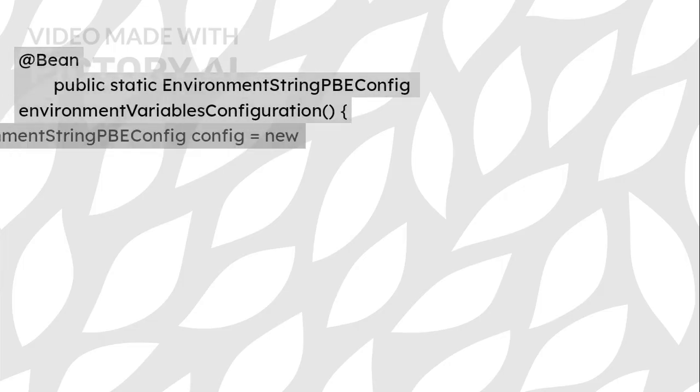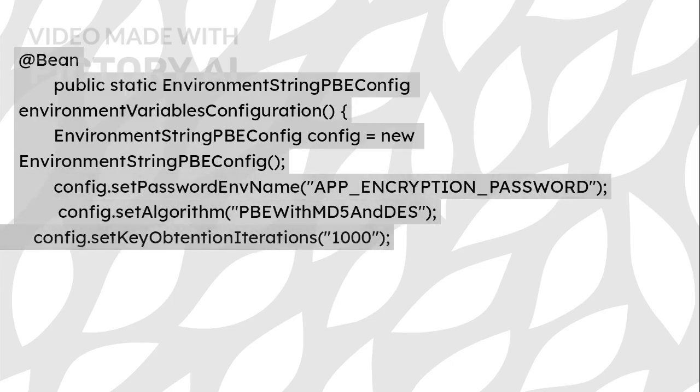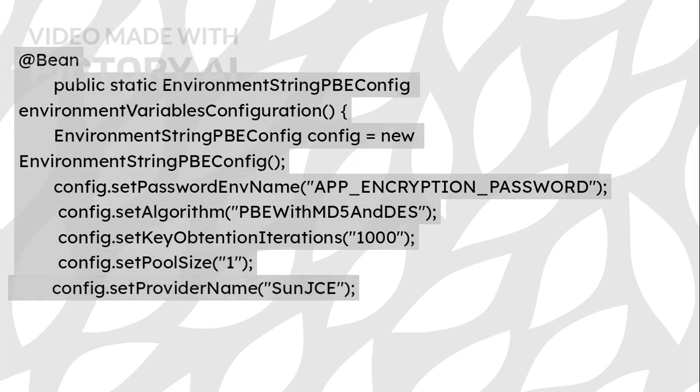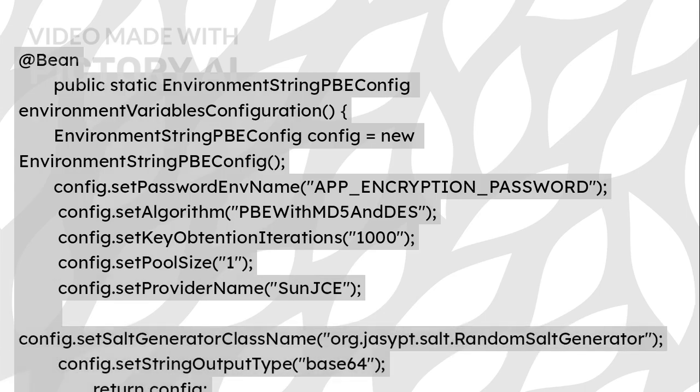Here we have to create another bean. If you see, this is basically a configuration. Here you can see that we have set config.setAlgorithm. This is the algorithm that will be used to encrypt the data, and the output of that encryption is mentioned here as the base64 type.